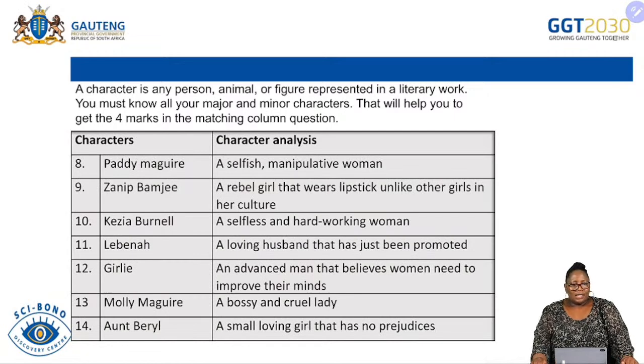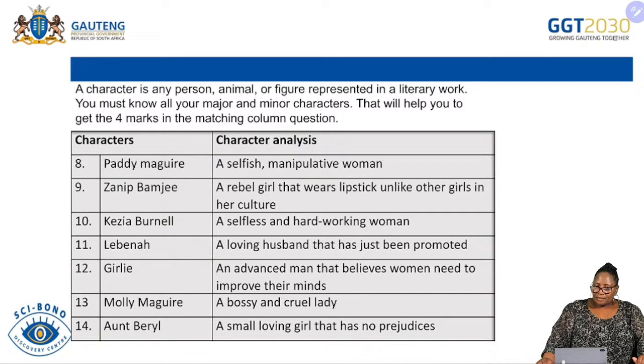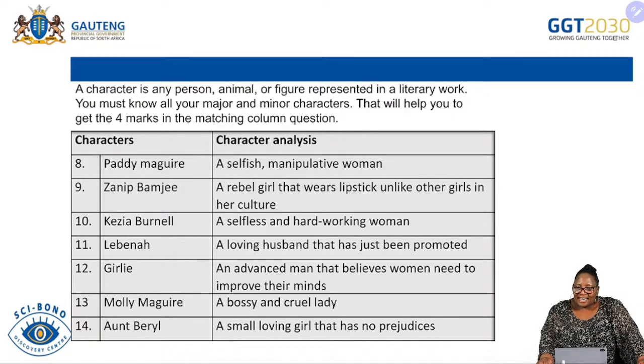We have Hedy Maguire, Zanep Bamji, Kezia Bennell, Levina, Geli, Molly Maguire, and Beryl. Is Hedy Maguire a selfish, manipulative woman? No, I did not think so. Zanep Bamji is a rebel girl that wears lipstick, unlike other girls in her culture. Kezia Bennell, a selfless and hardworking woman.